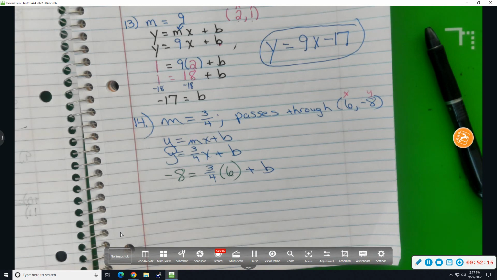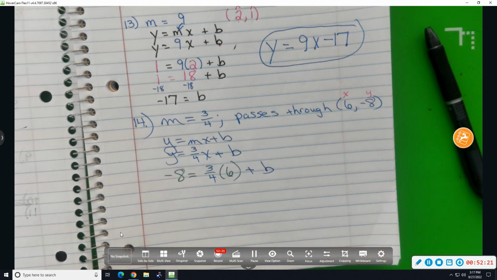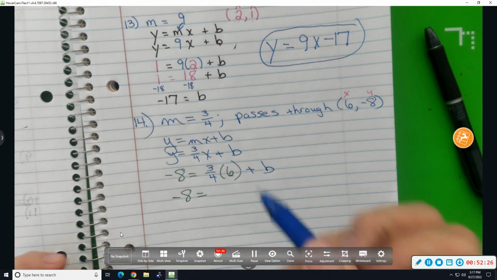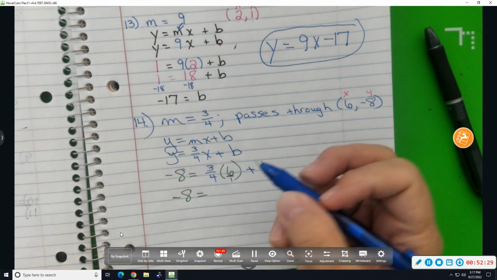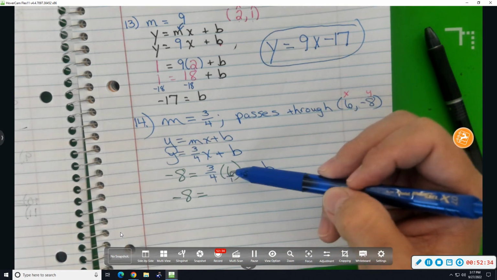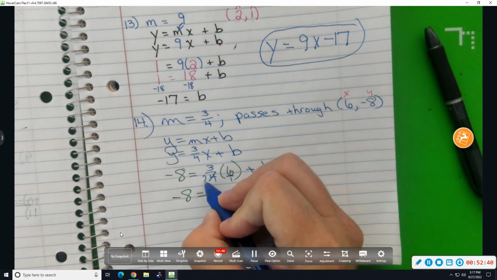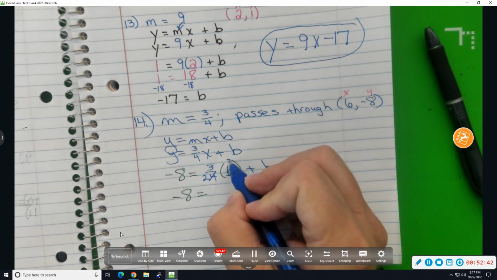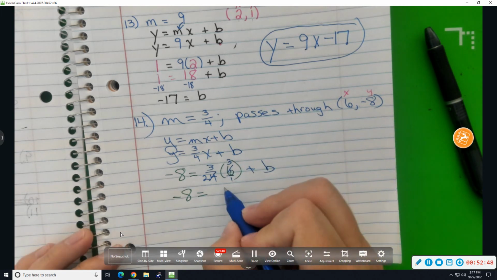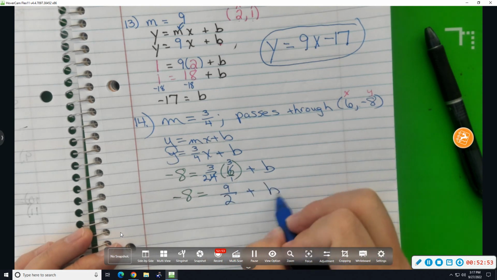I would multiply the 3/4 times the 6. I'd have negative 8 equals 18 over 4, or you could cross cancel, since 6 and 4 both have a common factor of 2. 4 divided by 2 is 2, and 6 divided by 2 is 3. That gives you a reduced fraction: 3 times 3 is 9, all over 2 times 1 is 2, plus b.